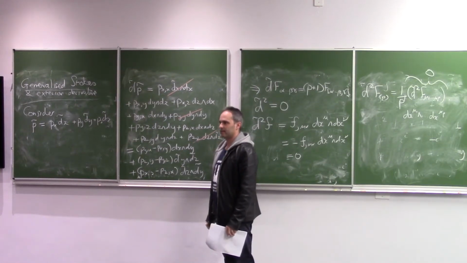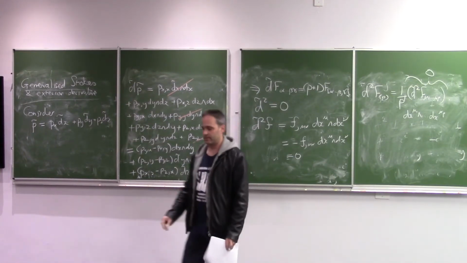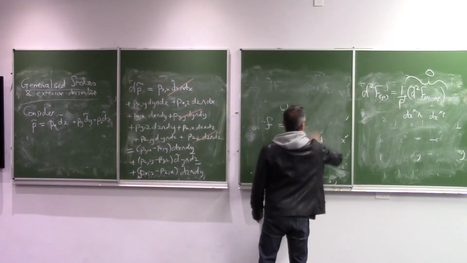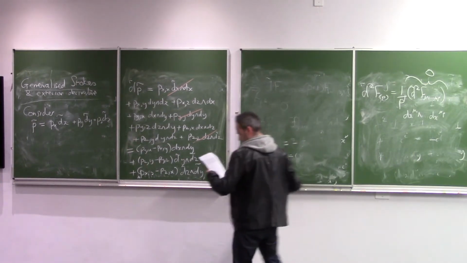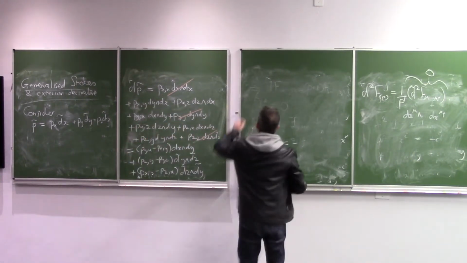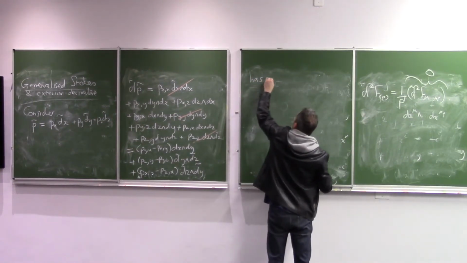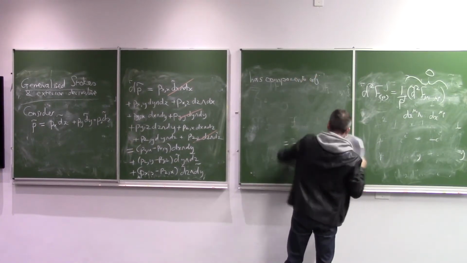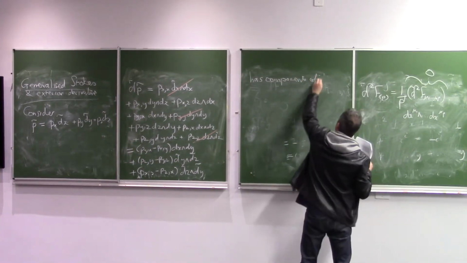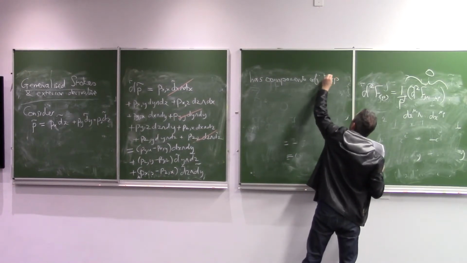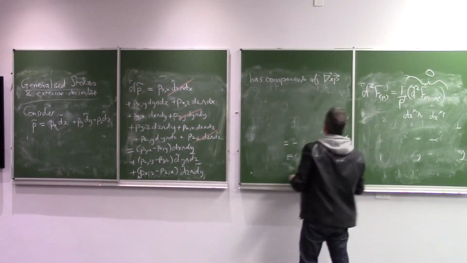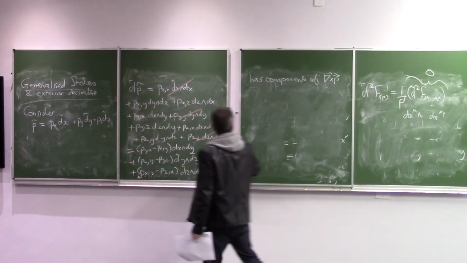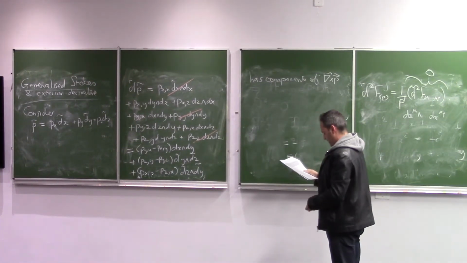So do these components look familiar? What does that look like? Correct. These are the components of the curl. If I took a vector which had the components Px, Py, and Pz, those would be the components of the curl.